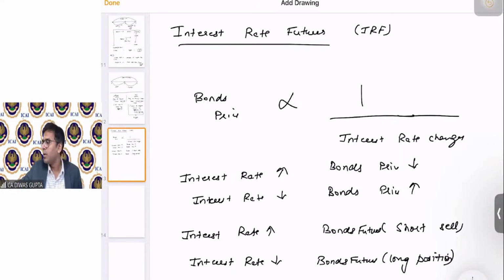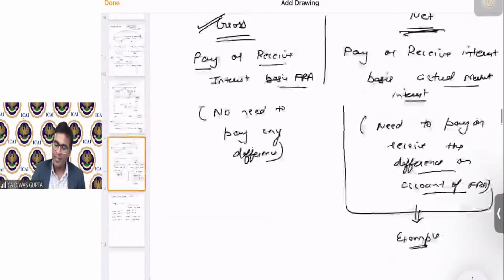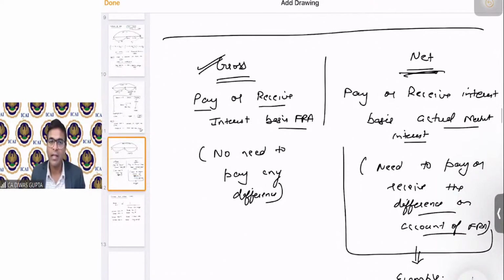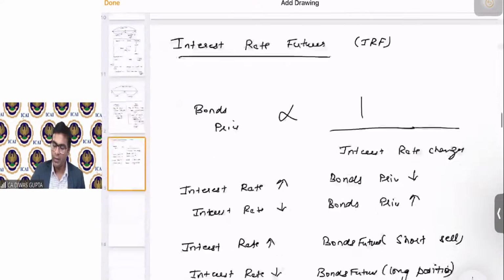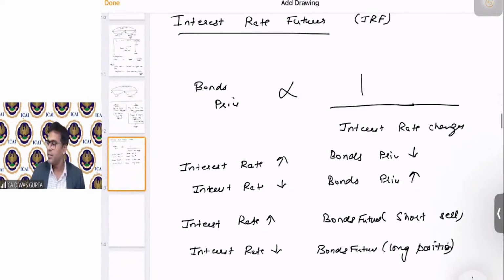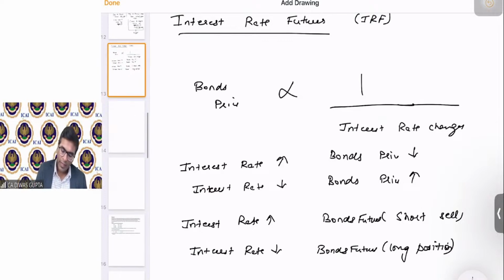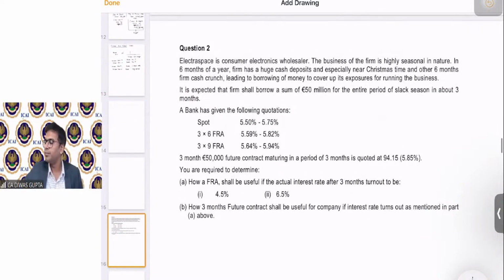Okay. Guram, please let me know whether you are clear now or not for the FRA between the difference and all. I hope this understanding gives better clarity, right? So interest rate futures is this. Now let's move to question number 2.